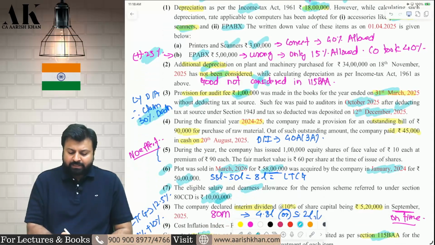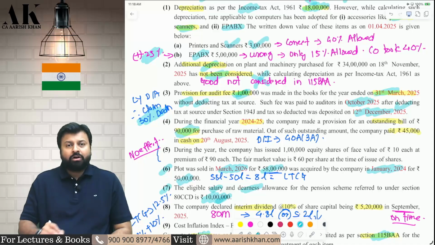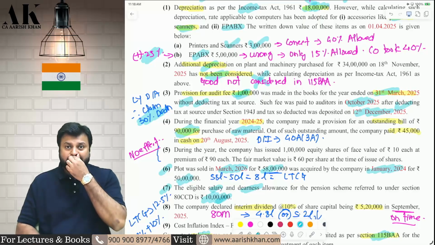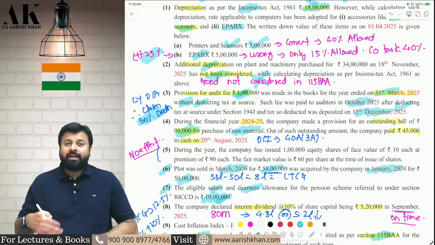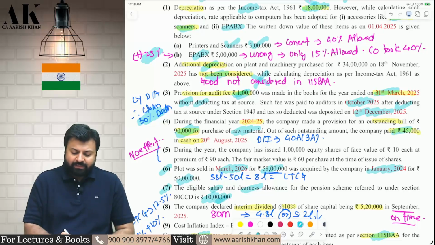Similarly, last year there was an outstanding expense of 90,000 rupees on which you have claimed the deduction for purchase of raw material. You would have purchased some raw material by passing journal entry. Purchase account debit to creditors account 90,000 rupees. Now in the current year you are making the payment by cash. 45,000 you have paid by cash.